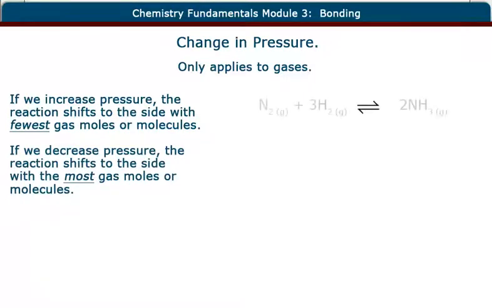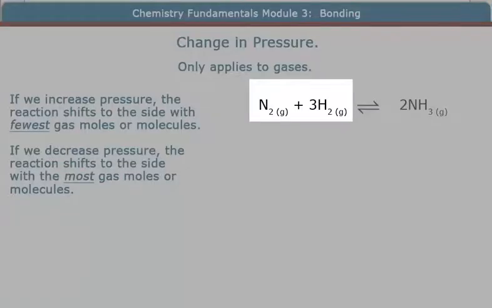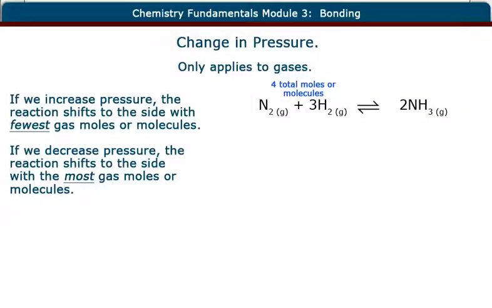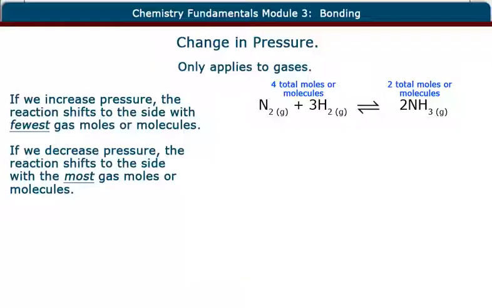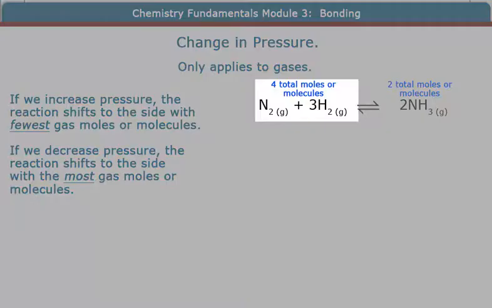Consider this reaction. Nitrogen gas reacts with hydrogen gas to form ammonia. You'll note that on the left side of this equation, the reactants, there is 1 molecule of nitrogen and 3 molecules of hydrogen. A total of 4 molecules. On the right side, the product side, there are 2 molecules of ammonia, NH3. Therefore, the left side, the reactant side, has the most molecules.